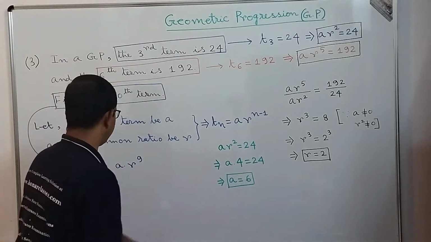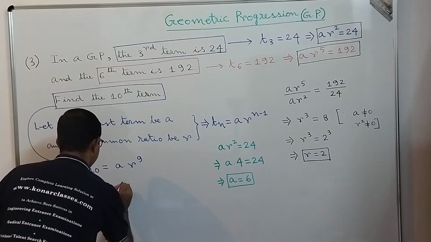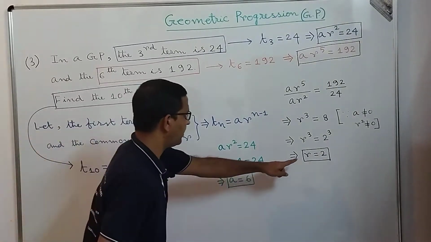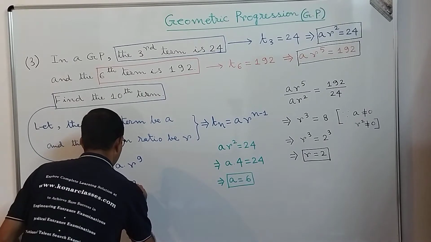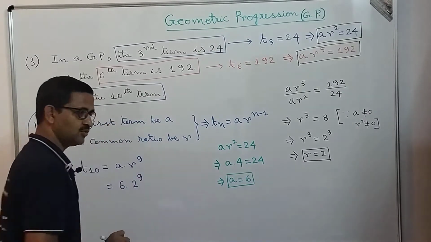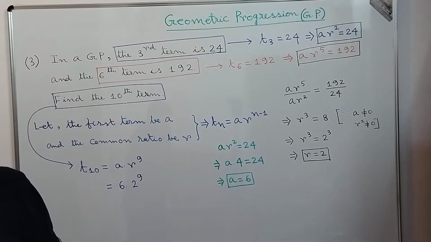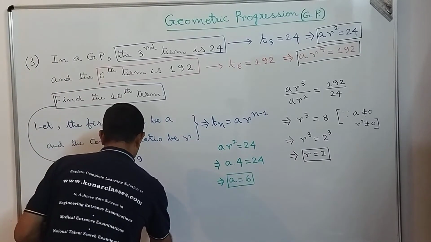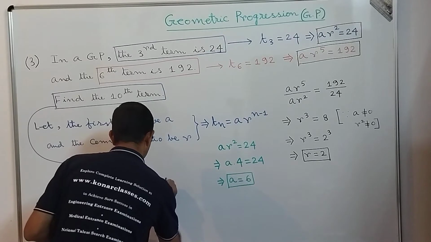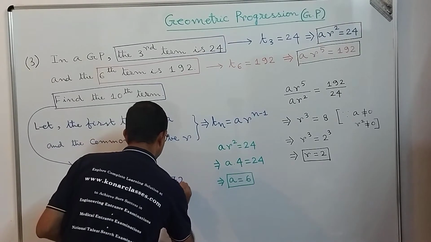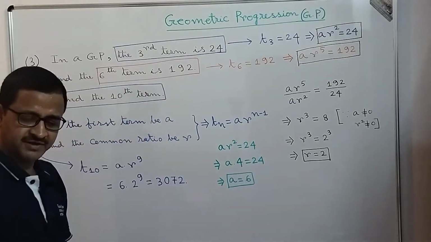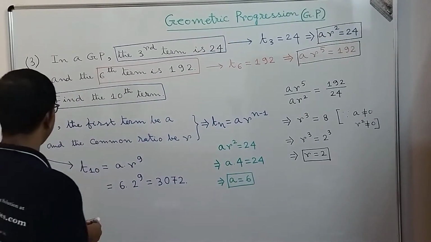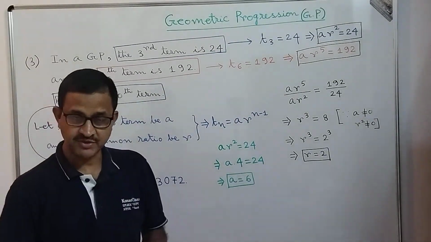What is the value of A? A is equal to 6. And what is the value of R? The value of R is equal to 2 to the power 9. So 6 into 2 to the power 9. So let me take it from here. So 6 into 2 to the power 9, we will get it as 3072. Okay, dear students, so I hope you got a very clear idea. Okay, now let's proceed to the next question.